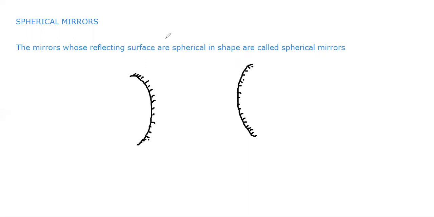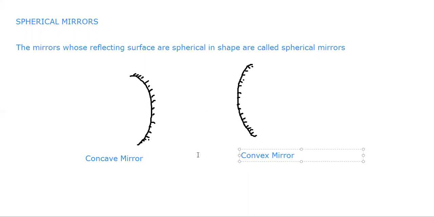Now, the spherical mirror in which the reflecting surface is inwards is known as a concave mirror. So this mirror is called a concave mirror, and the spherical mirror in which the reflecting surface is outwards is known as a convex mirror. So these are the two types of spherical mirrors, concave mirror and convex mirror.